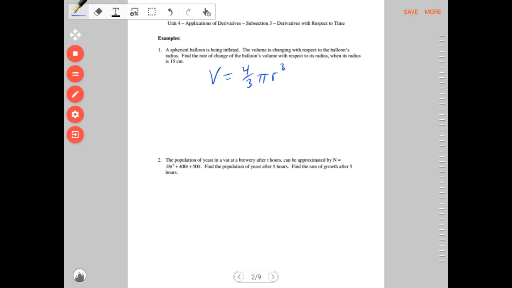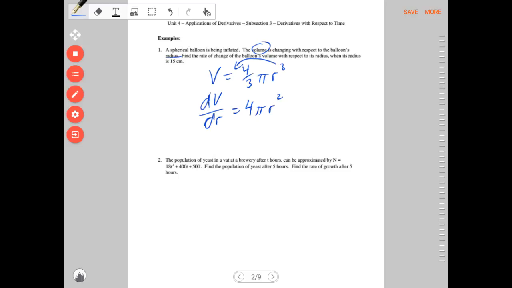So its volume is changing with respect to its radius. So really what we want is dV dr. Okay, so in this particular section, we're not going to use the primes very much. This is the Leibniz notation. So dV dr is the rate of change of volume with respect to its radius. So we're going to use this notation a lot more. And we just take the derivative with respect to r. So the 3 comes down, so 4/3 times 3 is just 4. And then the pi stays, and then of course the exponent decreases by 1. Okay, so there we have it.